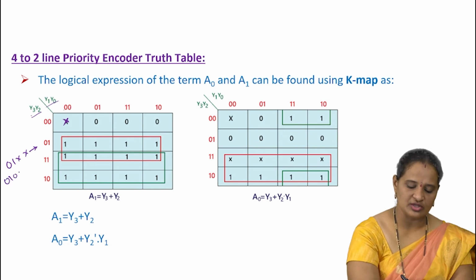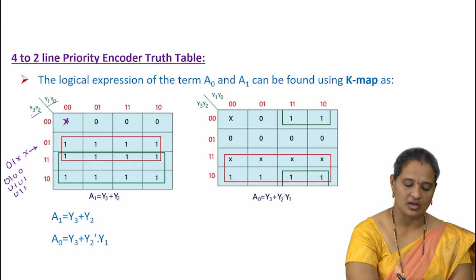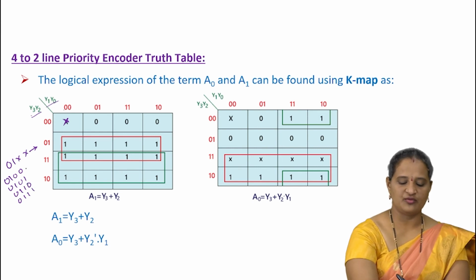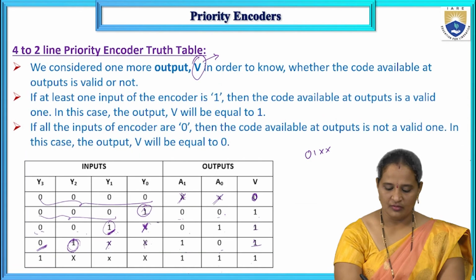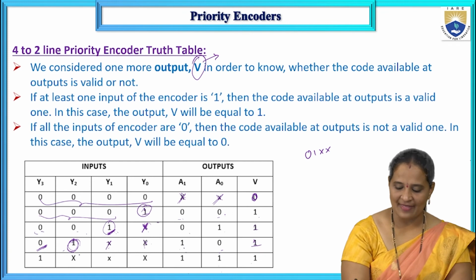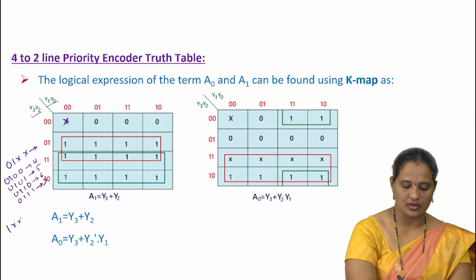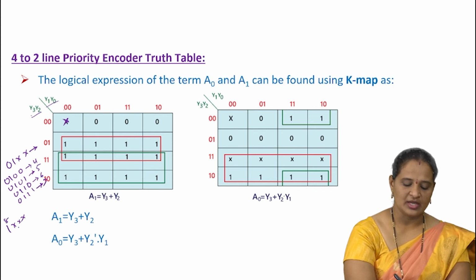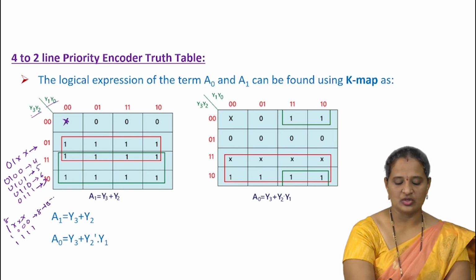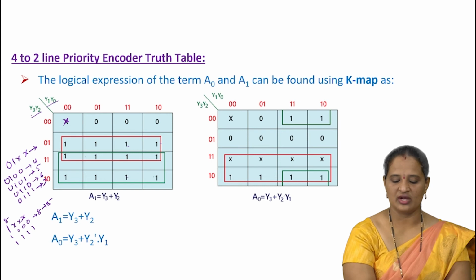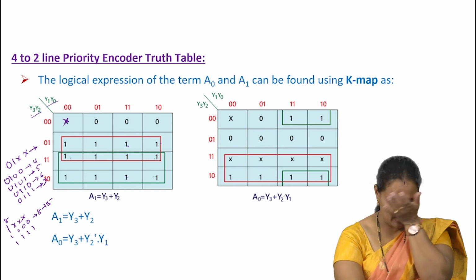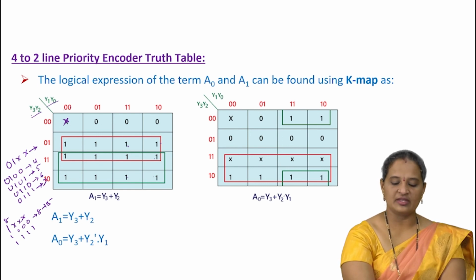So what does it indicate? 0, 1, 0, 0, 0, 1, 0, 1, 0, 1, 1, 0, 0, 1, 1, 1. That means 4, 5, 6, 7. This is one combination. And the next one is 1 triple don't care, which starts from 1, 0, 0, 0 to 1, 1, 1, 1. That means 8 to 15. So 4 to 7 and 8 to 15, that is 4, 5, 7, 6, 8, 9, 11, 10, 12, 13, 14, 15, all are marked as 1, whereas 0, 0, 0, 0 is don't care. For the remaining combinations, it is 0.